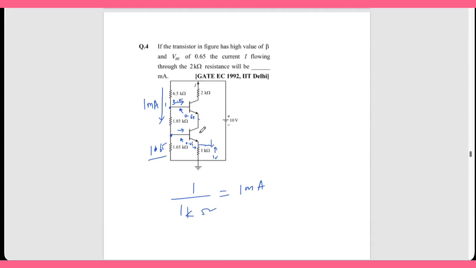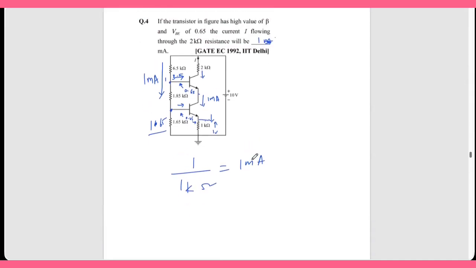This current will be this IE and this is IC. IC is going to be same as IE because IB is neglected. So this is also 1 milliamp. Again here, if this is IE of this transistor, this 1 milliamp means this current is also 1 milliamp. So this current I is effectively 1 milliamp. Okay. Understood? Clear?